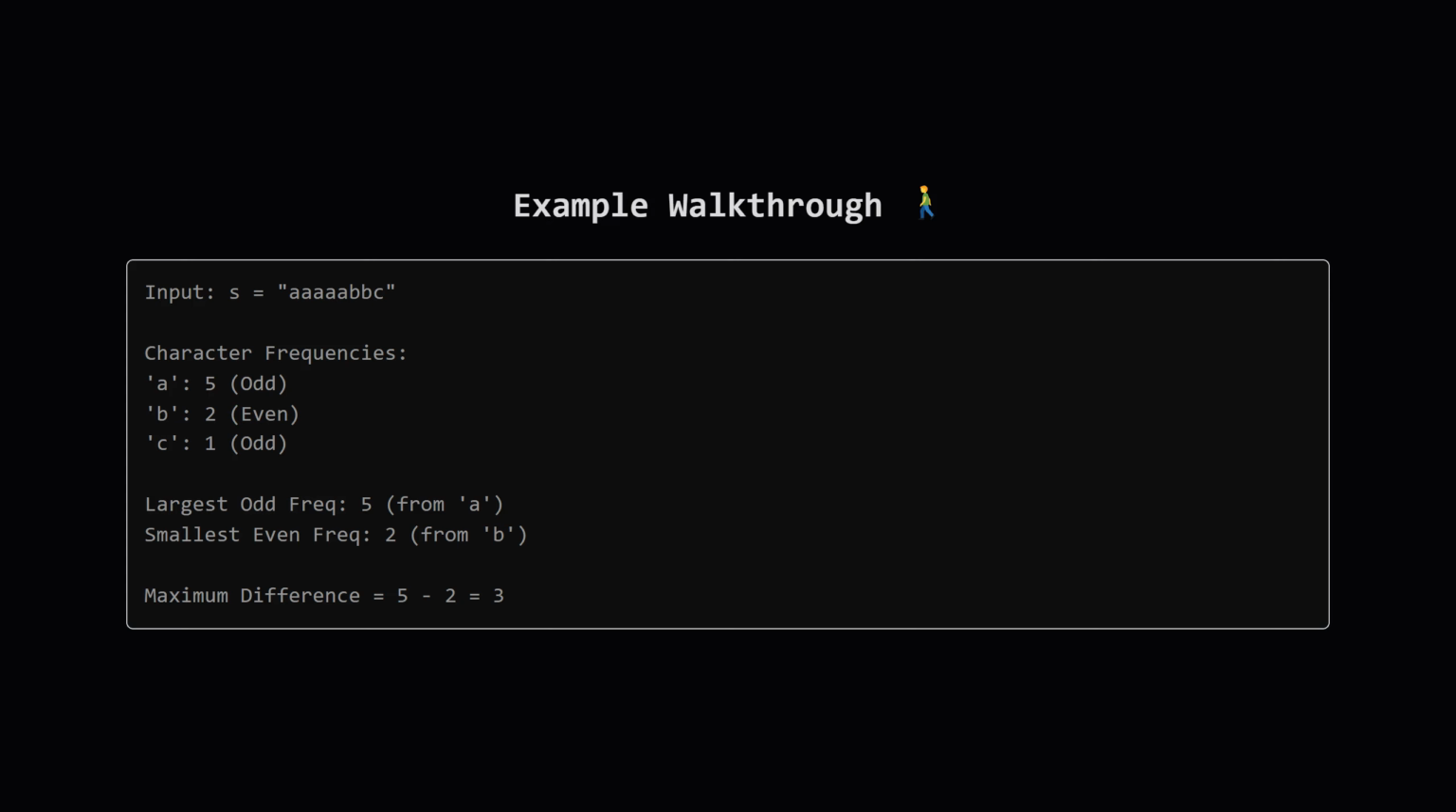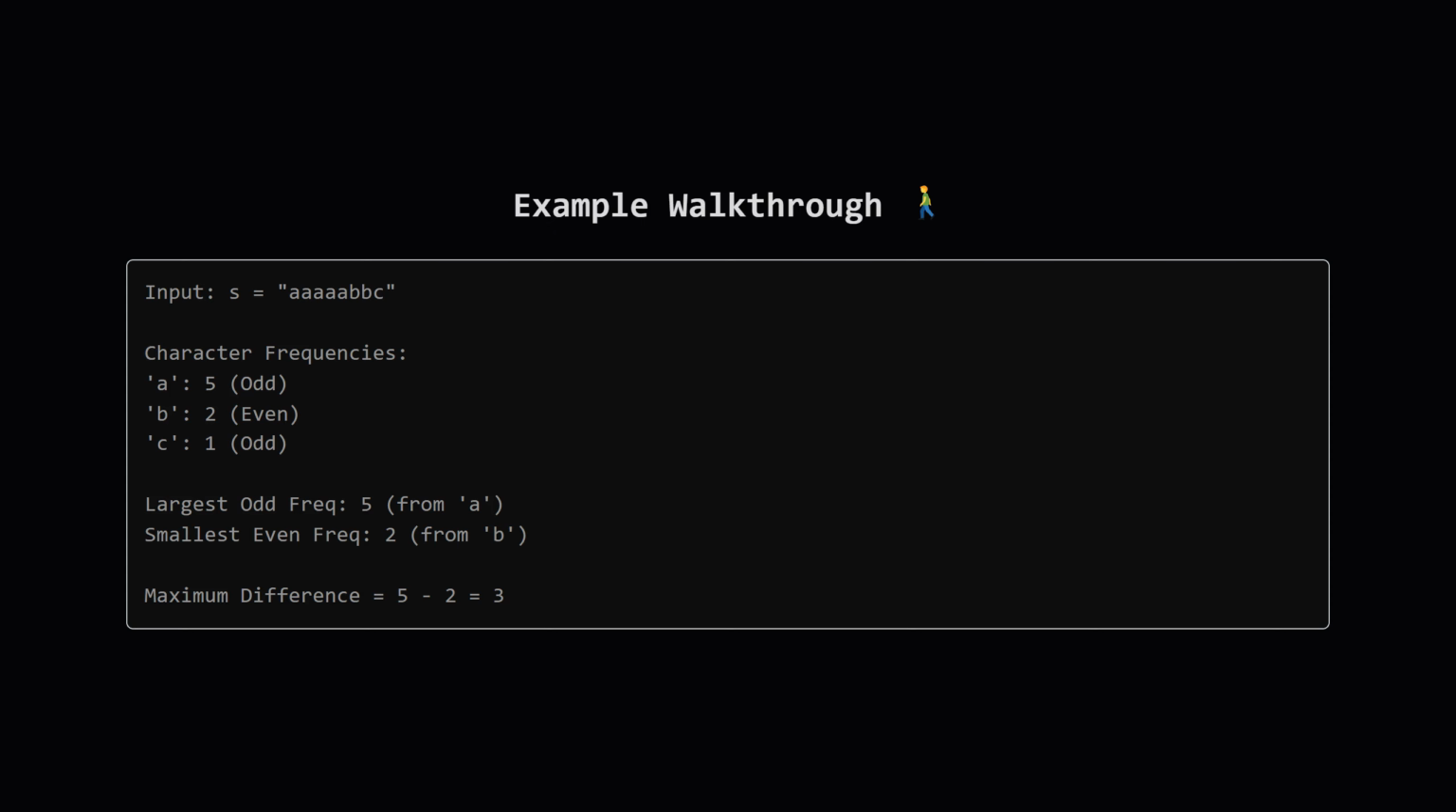Let's walk through an example. Imagine our string is A, A, A, A, A, B, B, C. First things first, let's count the characters. The character A appears 5 times. That's an odd number. The character B appears twice. That's an even number. And C appears just once, which is also an odd number.